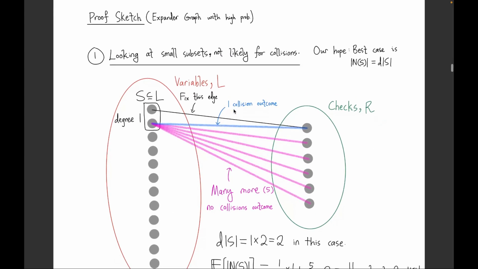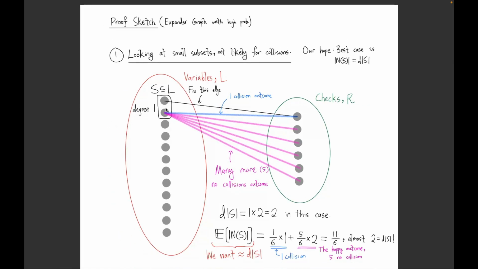Let's now generalize the idea a bit and say, okay, once again, we're looking at subsets S of L, but we consider an explicit example. So here we have this 2 vertex subset, and we ask how many neighbors checks in R do we have. If I fix this edge for the first vertex to the first check, looking at the second vertex, I have 5 possible pink outcomes of checks I could connect to, and 1 blue outcome that ends up colliding with the first vertex's connection to the first check.